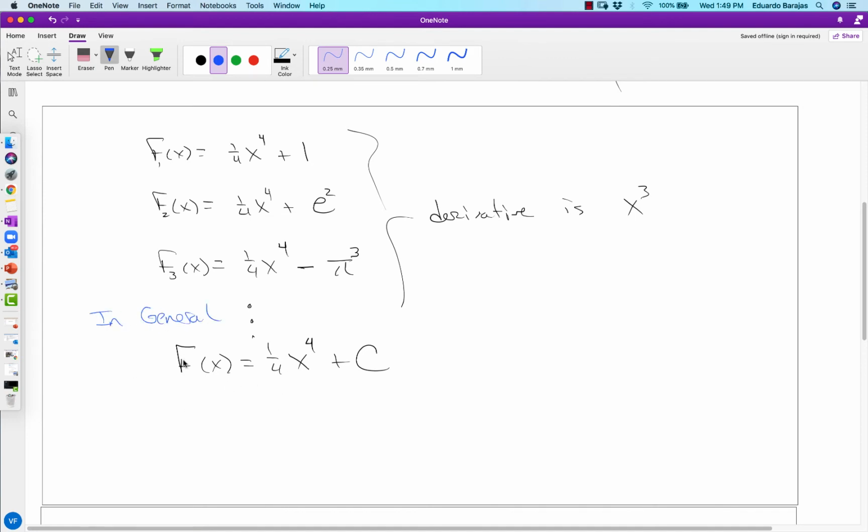we can say that capital F of x equals 1/4 times x to the fourth plus c, where c is any real number. And so there's a whole family, an infinite number of functions out there that will all be antiderivatives of the function x to the third power.